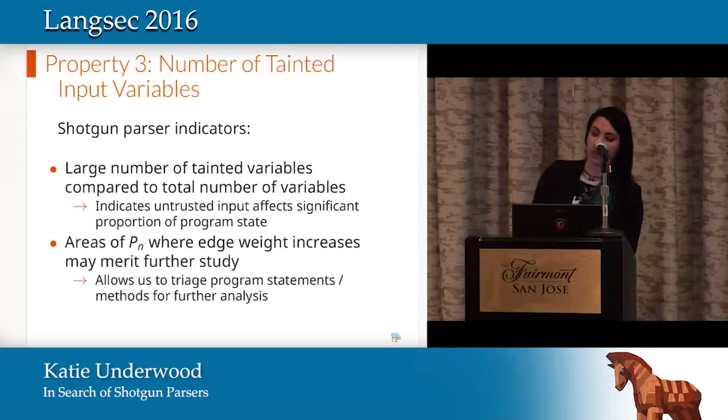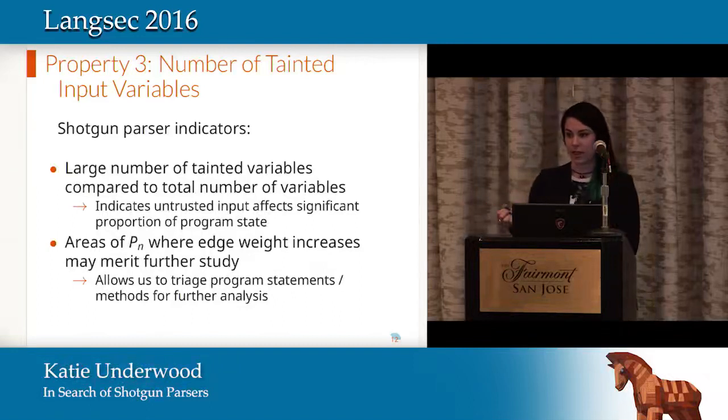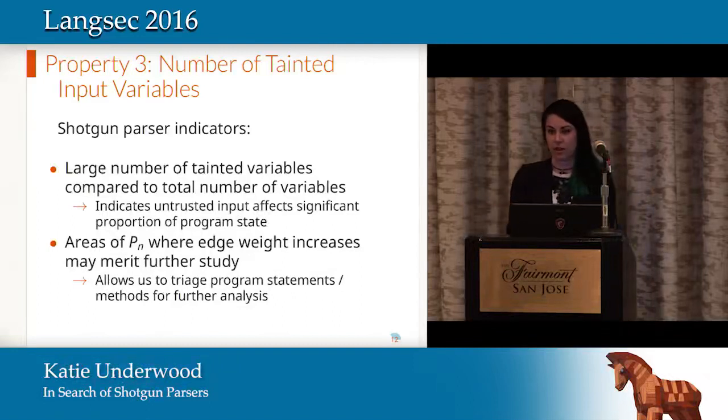And we can also use this to start to triage areas of large, very complex control flow graphs in terms of where we want to focus further analysis. If we have a particular node after which the edge weight increases significantly, the statements or methods involved in that node are something that we'll want to focus further analysis on.